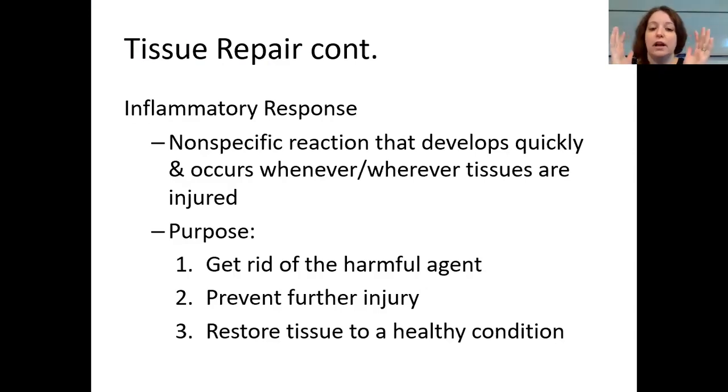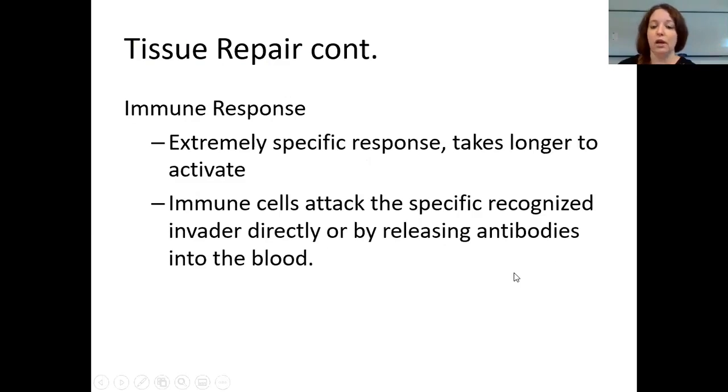So the very first thing that happens when you get injured, and maybe the next slide says all this, but the purpose is to get a whole bunch of blood flow to there to get rid of the harmful agent and prevent further injury and restore the tissue to a healthy condition. Because with blood flow comes platelets if you need clotting, comes immune cells if you need an immune response, and increased oxygenation and nutrients. Inflammation is non-specific. Immune response is extremely specific.